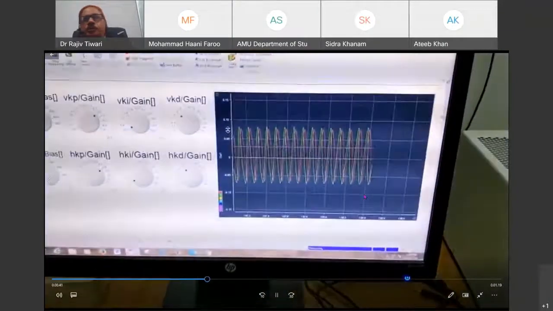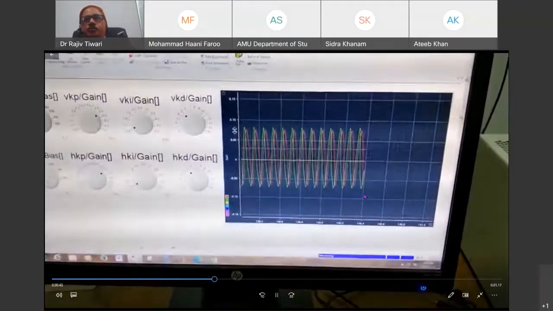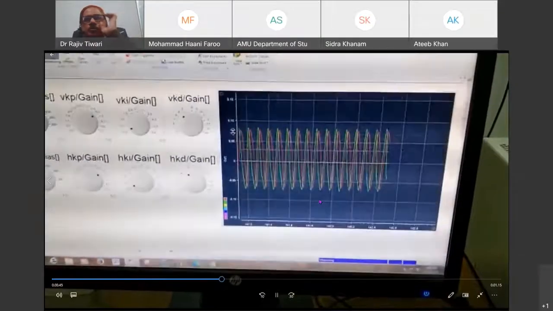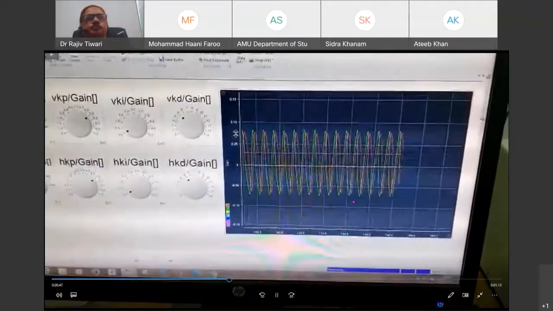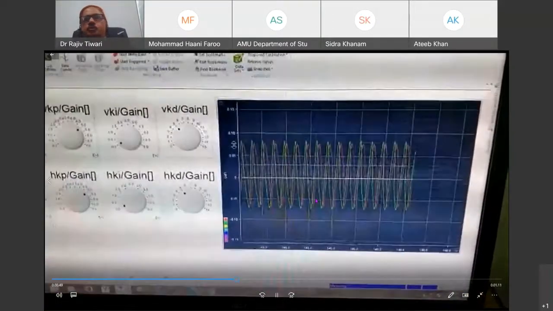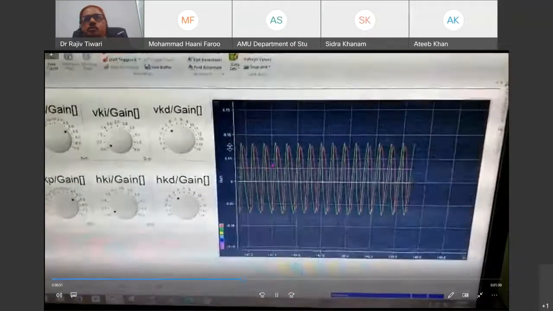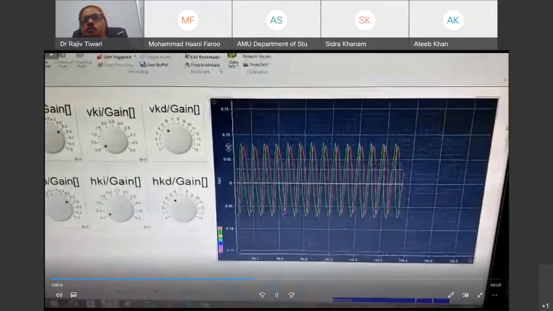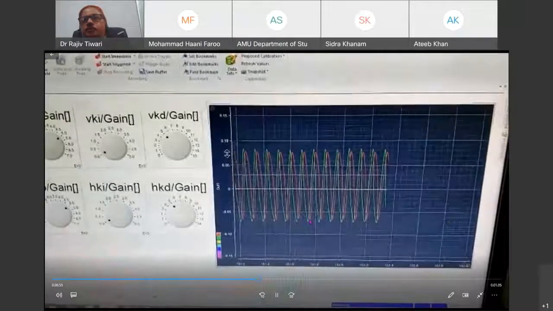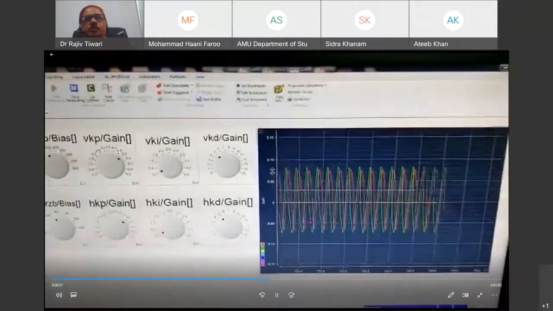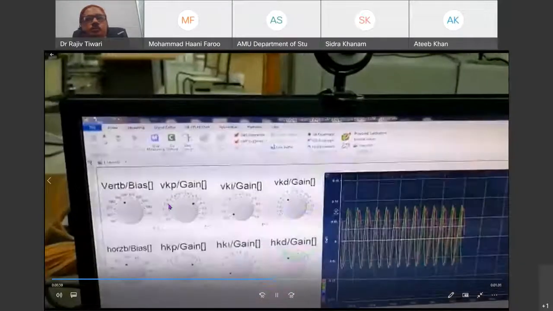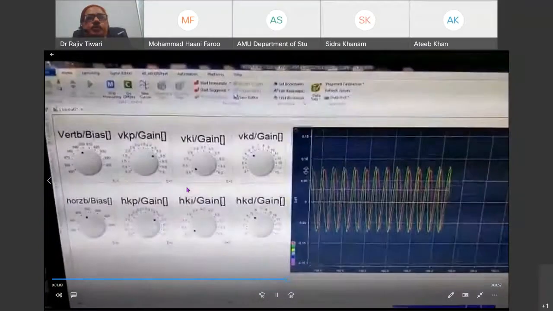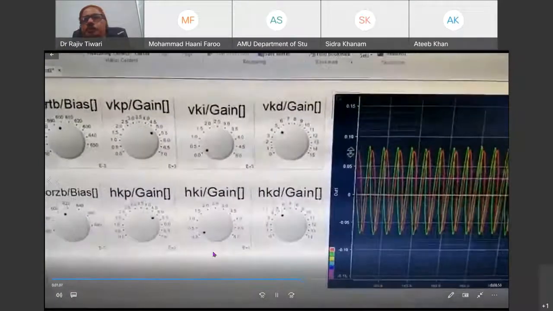So here again, I think the AMB will be stopped or it will be active. So this is the response displacement of the shaft. And here is the control panel for tuning the KE, KP, KD and the bias current.